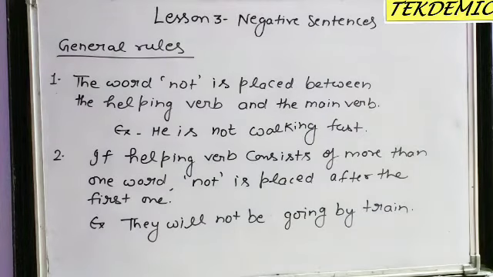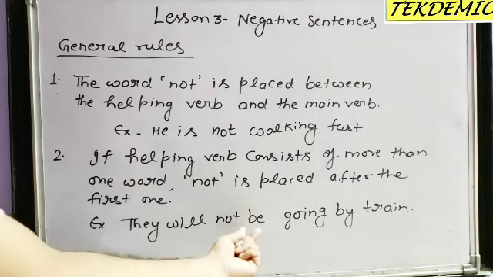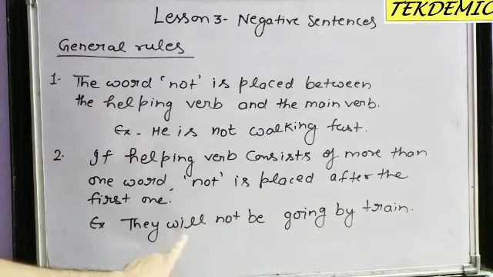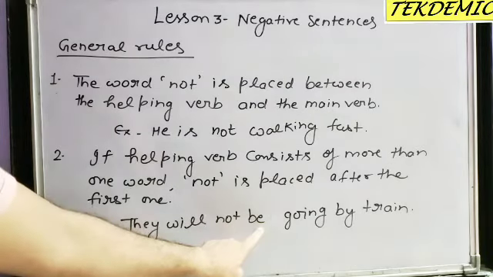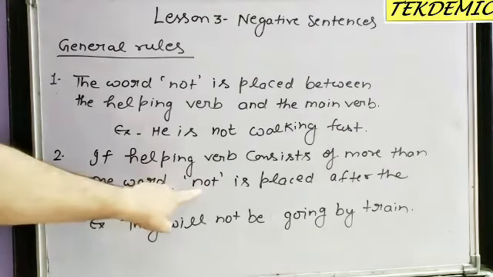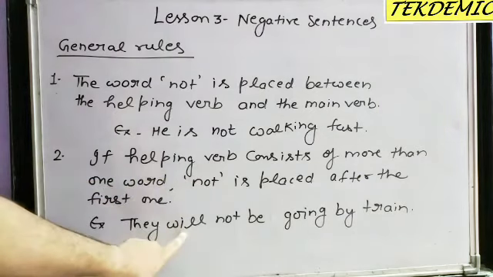Well, you can see the helping verb is of two words, will be. So we have placed not between the will and be. It means it is placed after the first one. So in many cases helping verbs are like will have been, shall have been, had been, has been. So in these cases, you will place not just after the first word of the helping verb.